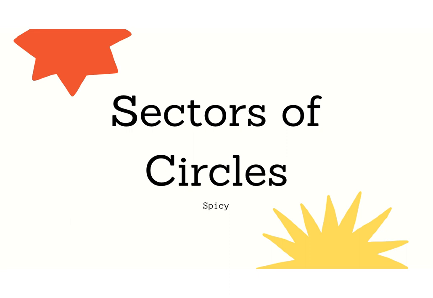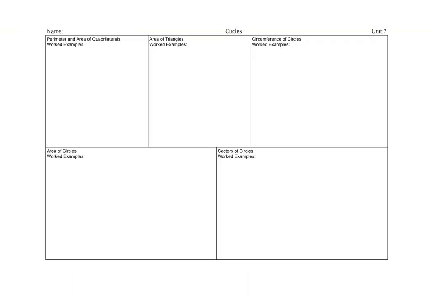Here is our spicy video for sectors of circles, which is our fifth and final topic of Unit 7, talking about circles. If you have your note sheet, it will be in the lower right-hand corner where it says sectors of circles. You're going to want to go on the back side if you run out of room. We've got a couple examples to go through. If you do go on the back side, make sure you label it so you know where to look later.